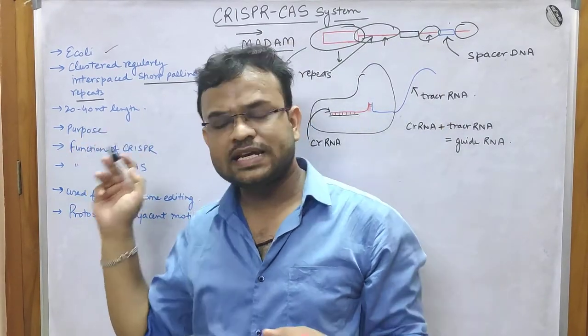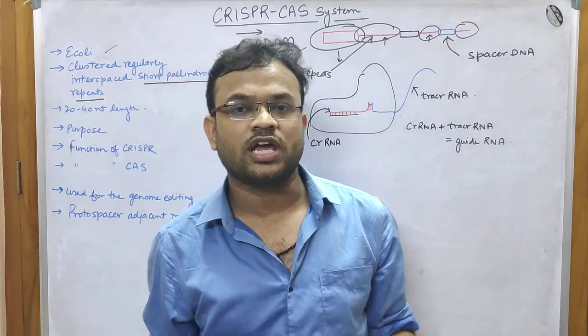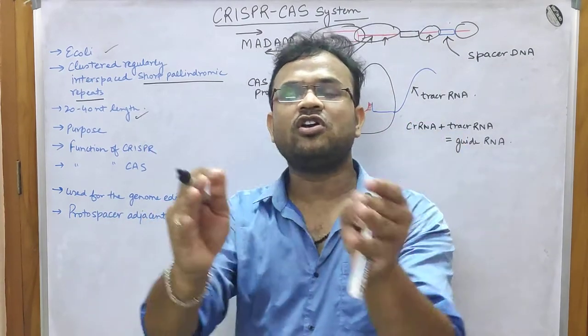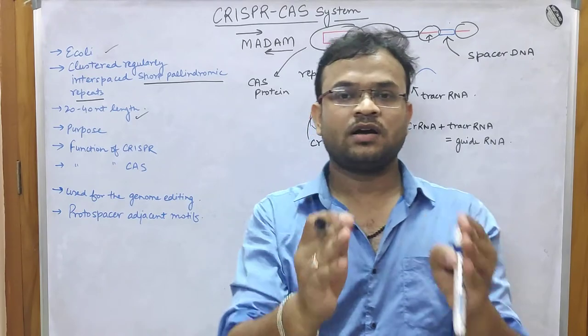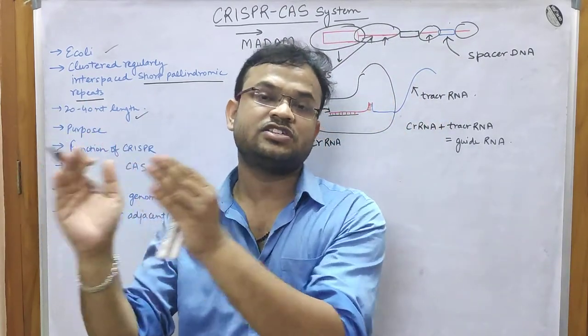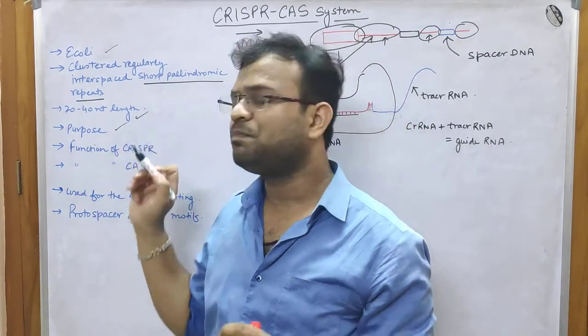So basically the short palindromic repeats that we are talking about are 20 to 40 nucleotides in length, and they keep on repeating, and they are separated with the help of these spacer regions, spacer DNA. Okay, so this is very clear. Now come to the purpose.